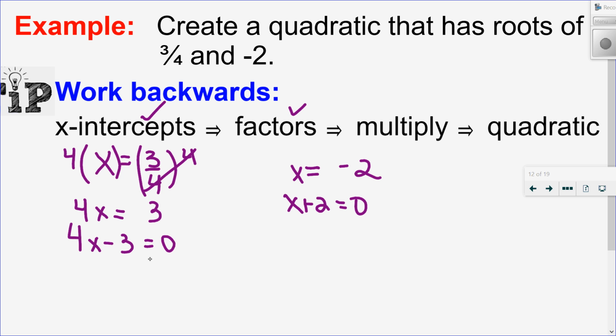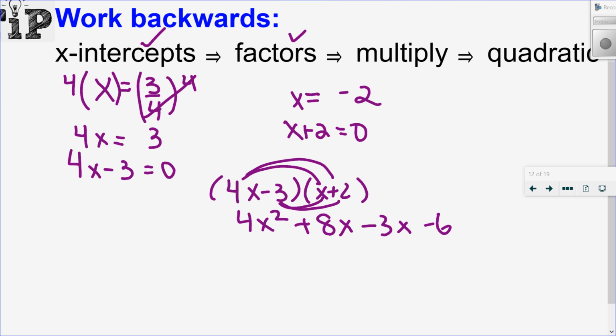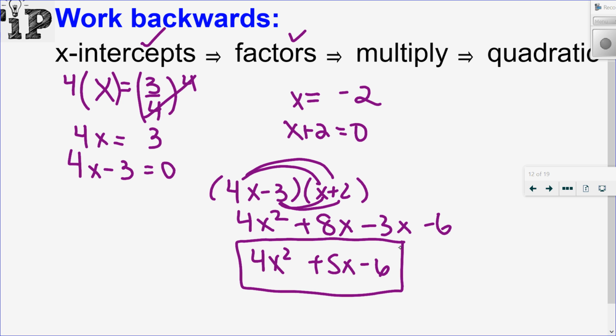Step 3, I am going to multiply. So I'm going to do 4x minus 3 multiplied by x plus 2. So applying the distributive property, 4x times x, 4x squared. 4x times 2, 8x, negative 3 times x, and negative 3 times positive 2. Grouping my like terms, 4x squared plus 5x minus 6. So this is a quadratic that has those roots of 3/4 and negative 2.